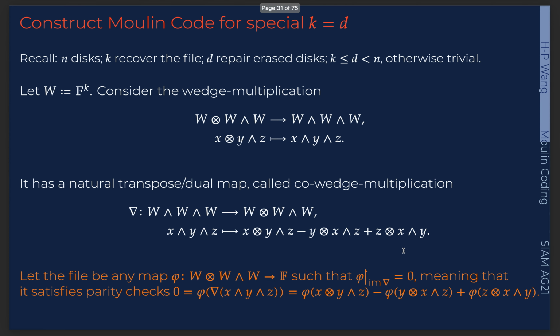We now let the file be any map phi from W tensor W wedge W to F such that the restriction of phi to the image of nabla is 0, where nabla is this map, meaning that phi satisfies the following parity check equations. 0 equals phi of nabla of x wedge y wedge z. By linearity, this is equal to the evaluation of phi at x tensor the other 2 minus phi at y tensor the other 2 plus phi at z tensor the other 2.